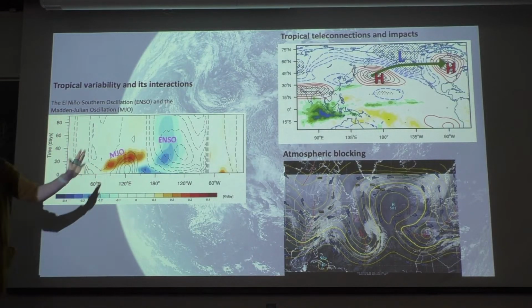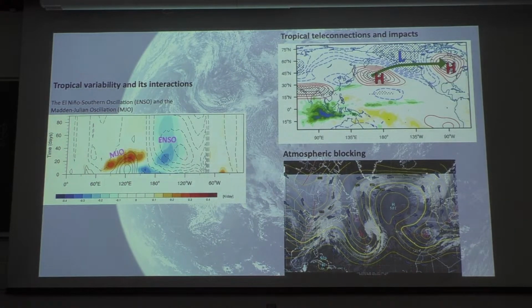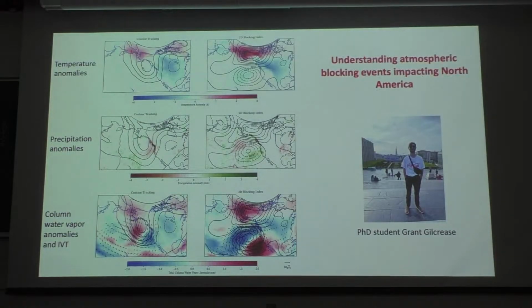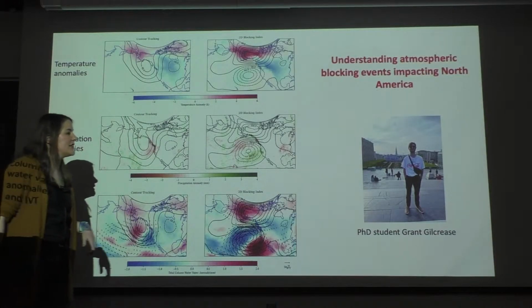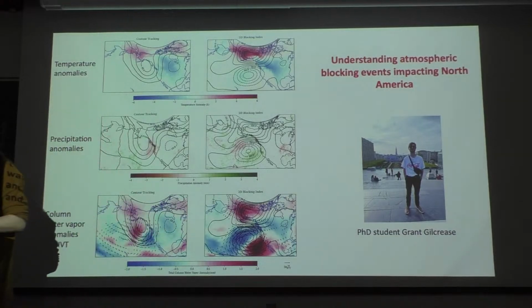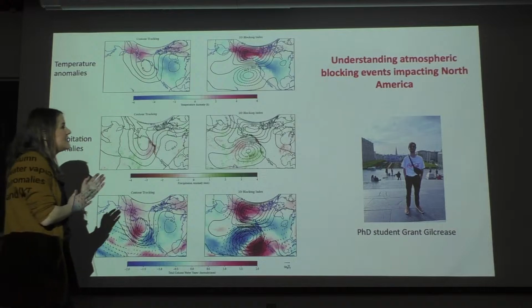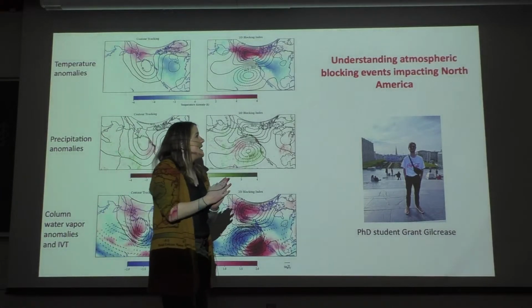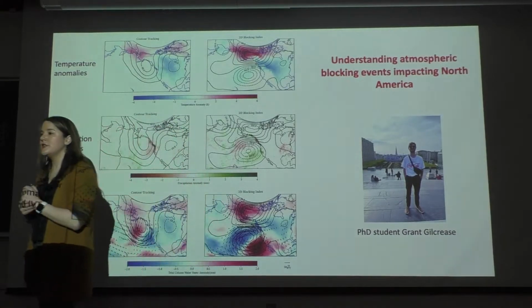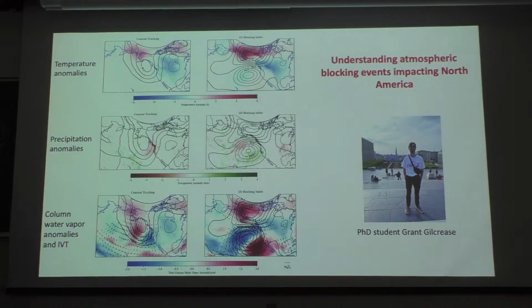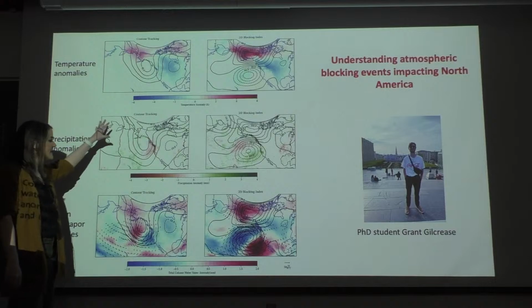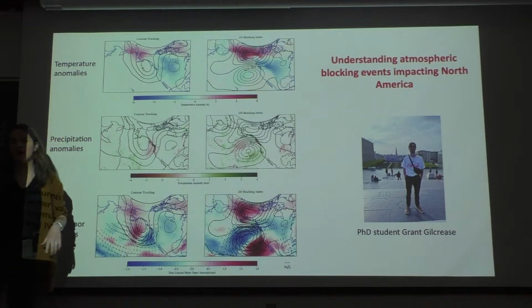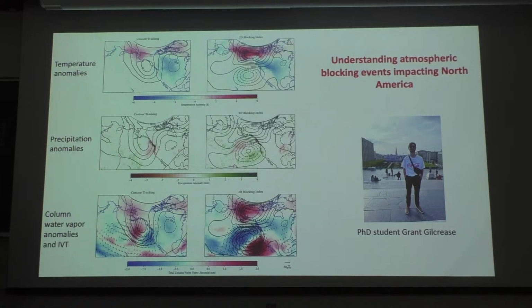So this is some examples of what we do in my group. And what I'm going to do next is highlight some of the projects that we're doing as they relate to those topics. So this is some work that my PhD student Grant is currently doing. In this project, we are looking at blocking events that impact North America. This includes understanding them as well as examining the impacts associated with them. So right now he is focusing on blocks that exist over the Northeast Pacific.